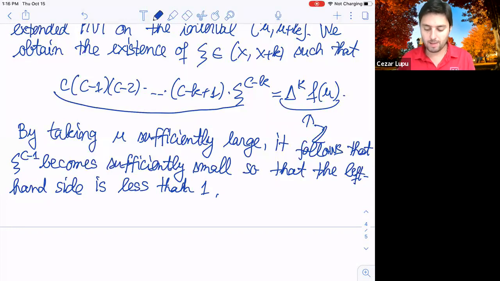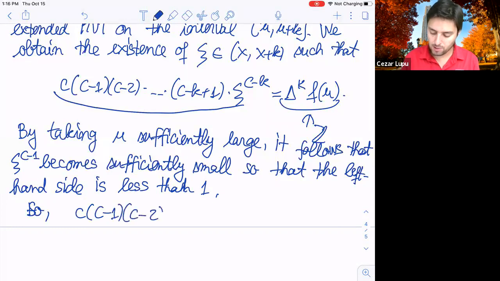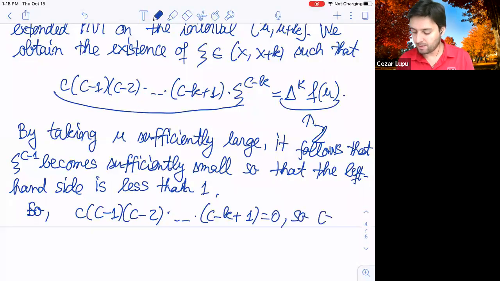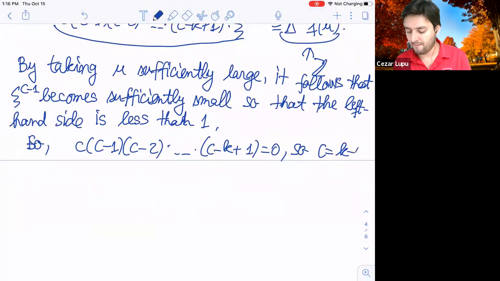So this means that c times c minus 1 times c minus 2 times all the way c minus k plus 1 will be 0. So c will be k minus 1, and that's it. This is an integer. And since we showed that this is non-negative, this is a non-negative integer. And that's the problem.